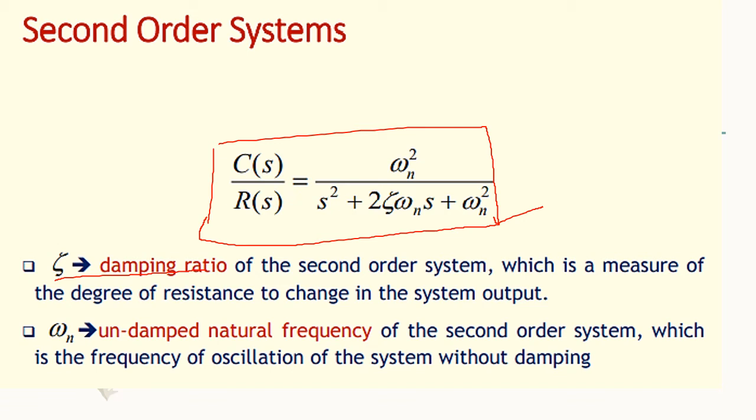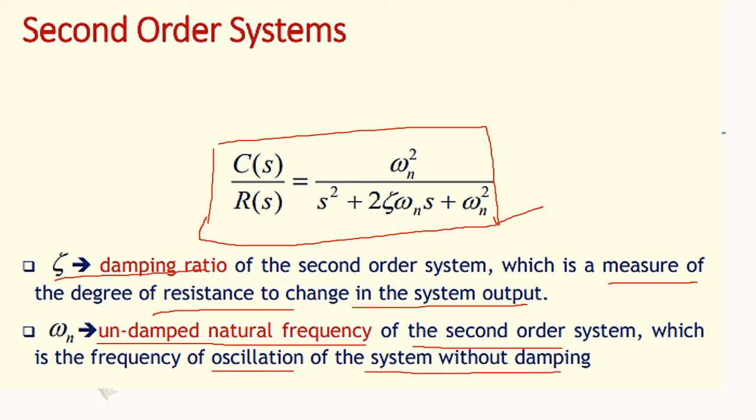Now, in a simple way, if you want to define damping ratio, it is a measure of the degree of resistance to change in the system output. And what is omega n? Omega n is nothing but the undamped natural frequency of a second order system, which is the frequency of oscillation of the system without damping.